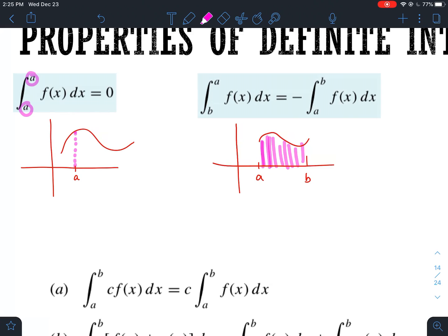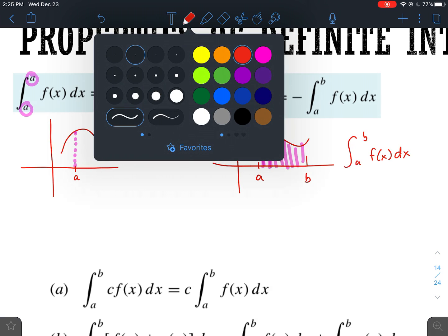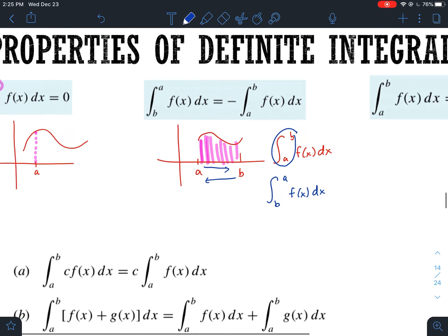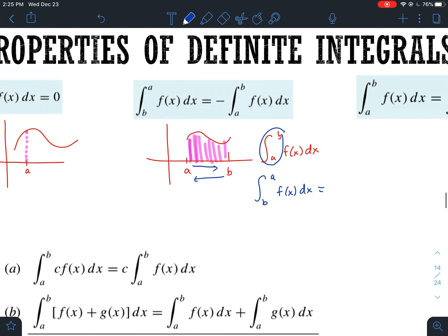If you are integrating, and we're going to start at A and end at B, and we want to find the area under that curve, then you would get the integral from A to B of f of x times dx, right? Well, what happens if I switched those bounds? What if I made it from B to A of f of x dx? So instead of integrating this way, we're integrating this way.